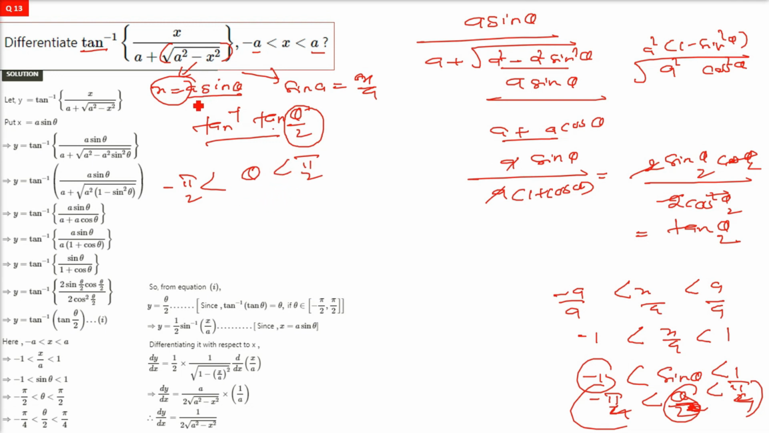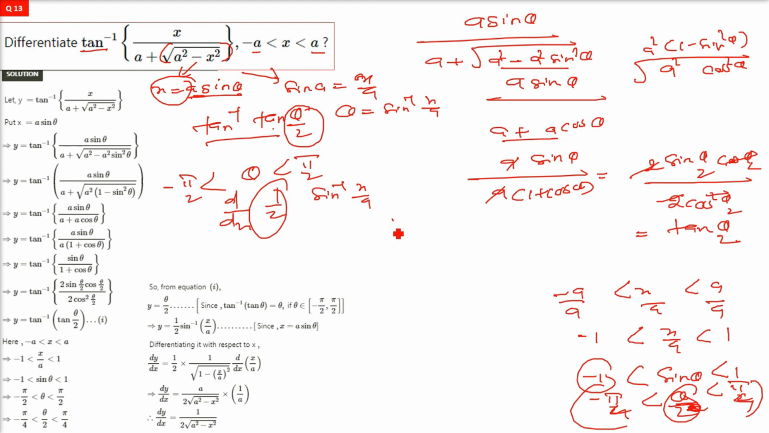But you cannot differentiate theta. Theta is being introduced by you. You have to convert it into x. So theta will be sine inverse x by a from what we have chosen. So sine inverse x by a, and there is a 1 by 2 also. When you differentiate this, d by dx, half will come outside.